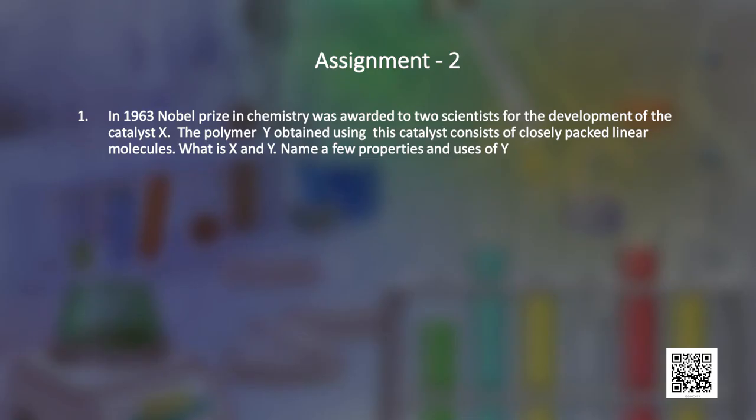Before we end today's session, let me leave you with an assignment comprising of 4 questions. Question number 1. In 1963, Nobel Prize in Chemistry was awarded to 2 scientists for the development of the catalyst X. The polymer Y obtained using this catalyst consists of closely packed linear molecules. What is X and Y? Name a few properties and uses of Y.